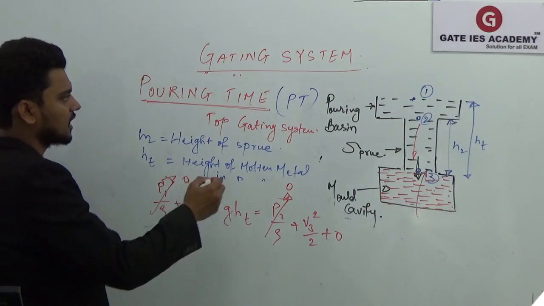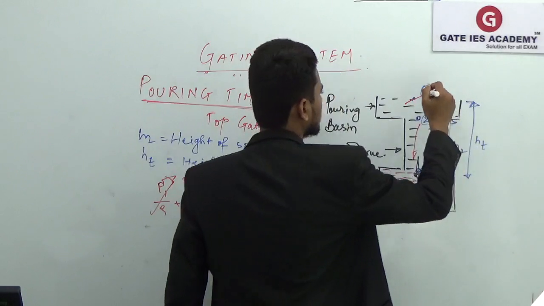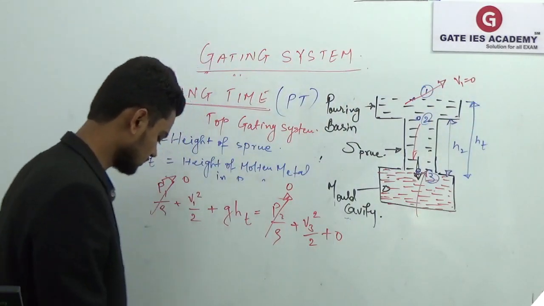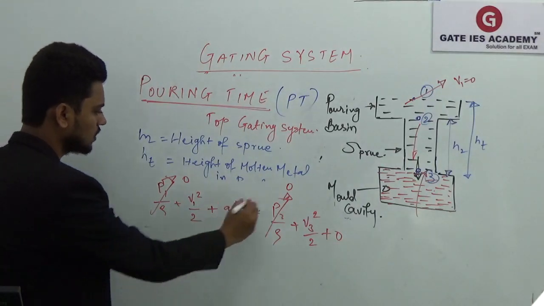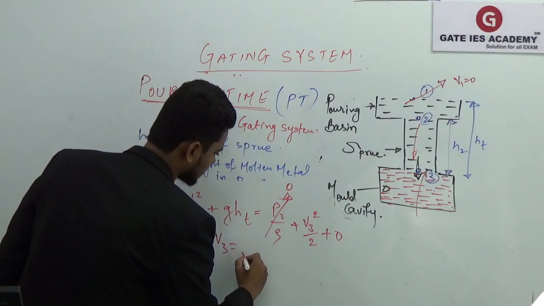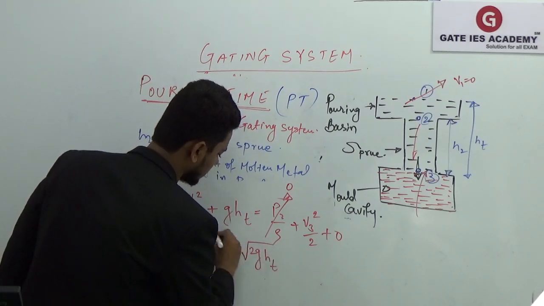Okay, and obviously velocity here at 1, because we have to make the constant head, so V1 equal to 0. Okay, so velocity at the section 1 will be 0. So you will get V3 equal to square root of 2G HT.